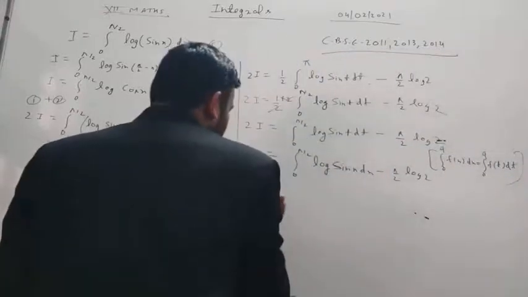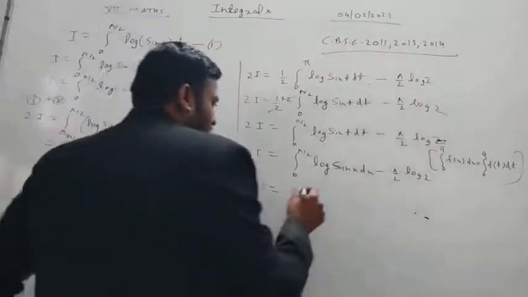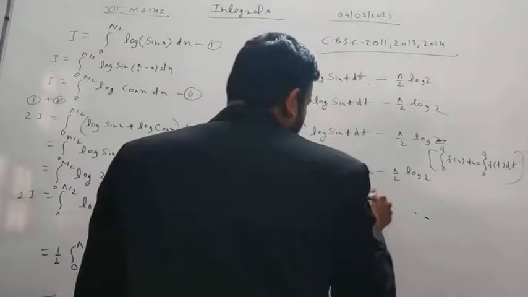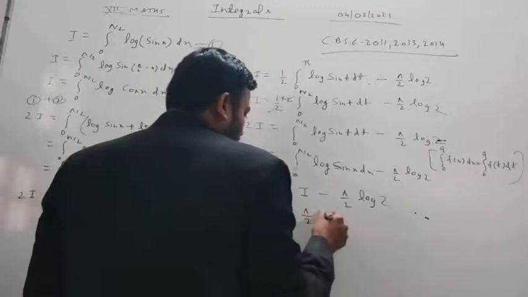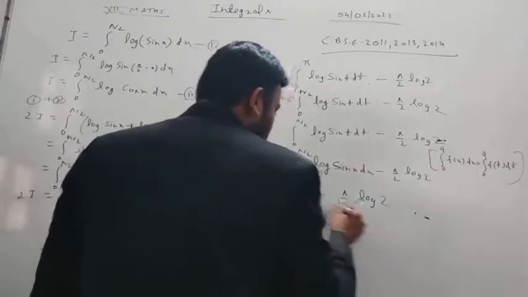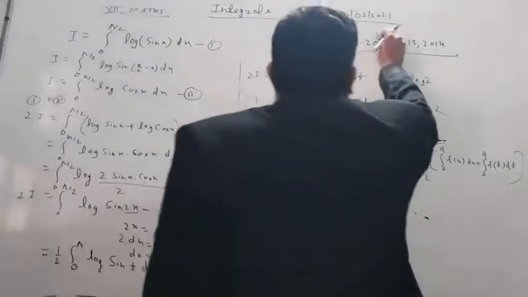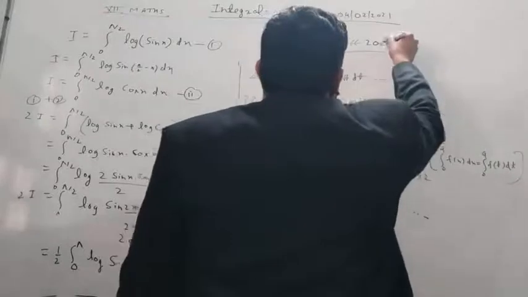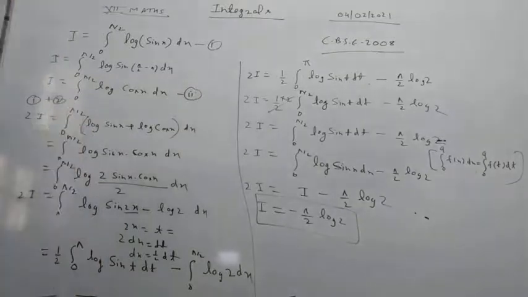Okay, so 2I is equal to, and friends this is our I, so in place of this we can write I minus pi by 2 log 2, and this I is equal to minus pi by 2 log 2. So this will be its result. I hope you understand. Now let's see once again. This is a very important question students. This question was asked in CBSE 2008. Okay students, so let's see once again what we are doing here.